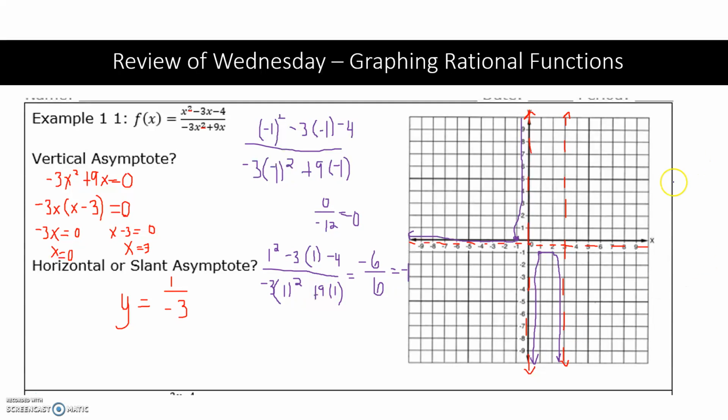And now I'm going to pick one last point. It's going to be when x is greater than 3. So I'm just going to pick like 4. So I'm going to have 4 squared minus 3 times 4 minus 4 all over negative 3 times 4.